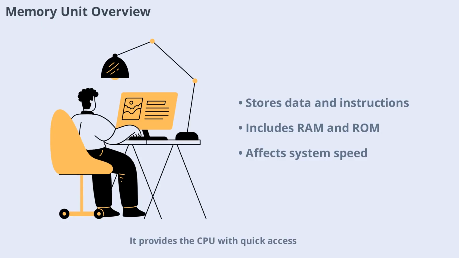The memory unit is where data and instructions are stored, both temporarily and permanently. It provides the CPU with quick access to the information it needs to execute programs. Memory is organized into different types, such as RAM for temporary storage and ROM for permanent instructions. The efficiency of the memory unit directly impacts the speed and performance of the entire computer.